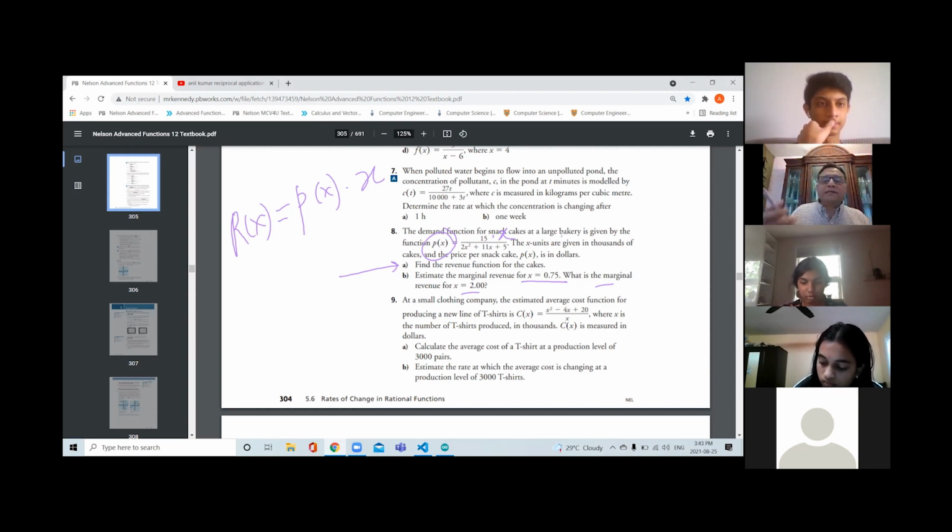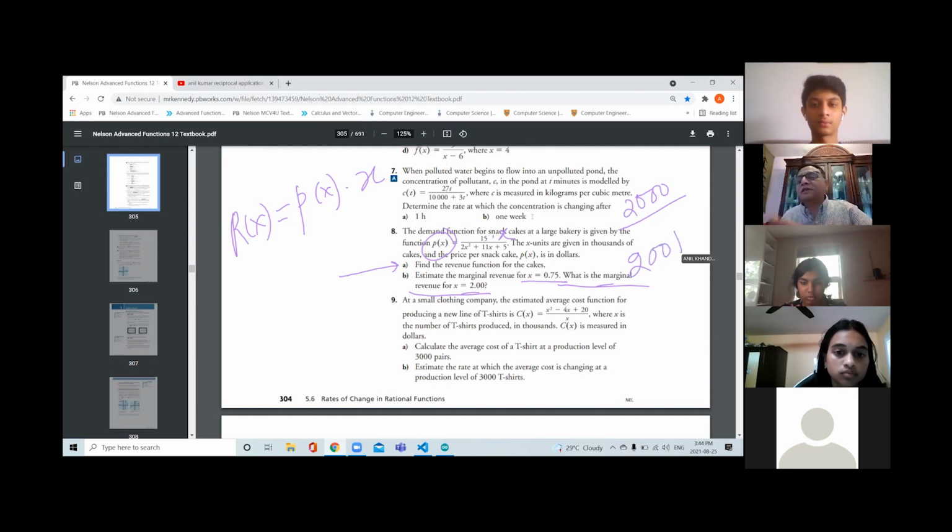Now, when I write like this, what is the marginal revenue for X equals 2? It means 2 is in different units. What are the units they're calling? How many thousands or what? It was thousands of cakes. Thousands of it. So 2,000. Do you understand? 2,000. So it means when you sell 2,000, what is the revenue generated? And when you sell 2,001, what is the revenue generated?